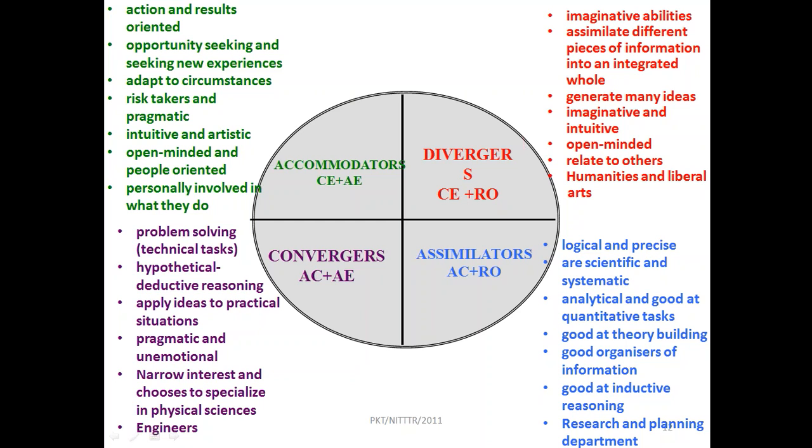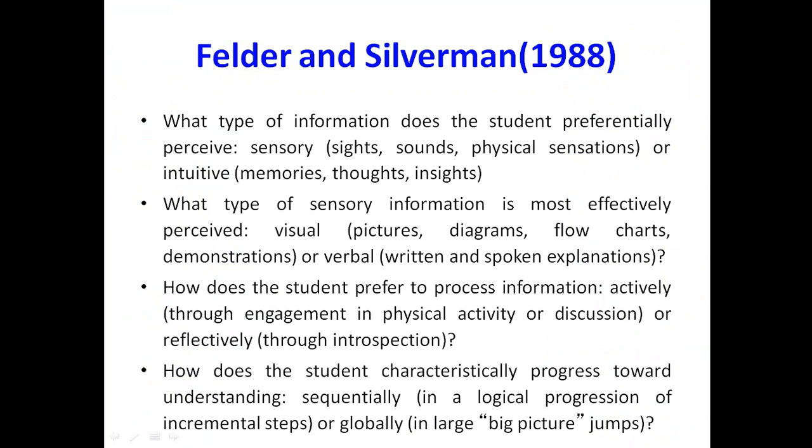And the third classification was given by Felder and Silverman in 1988. And they tried to answer four questions. That is, what type of information does the student preferentially perceive? Whether the person perceives the information through the senses, that is the five senses we have, or the person tries to utilize his imagination, insight, and thoughts. That is what they referred to as intuitive.